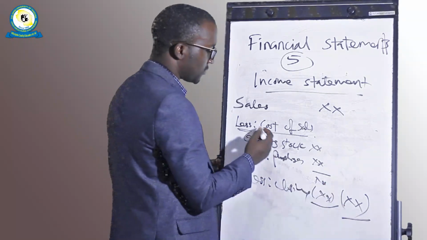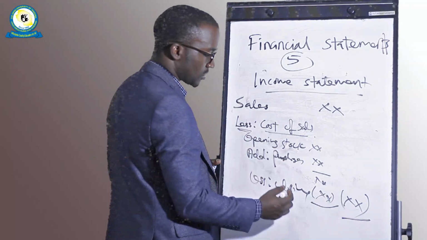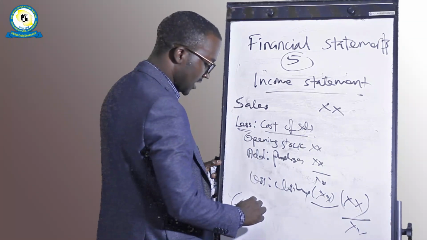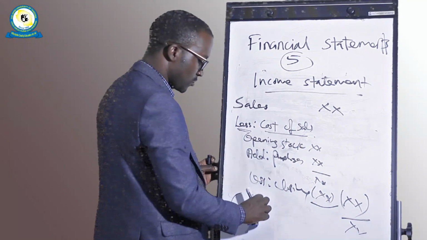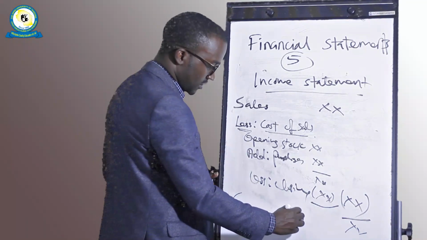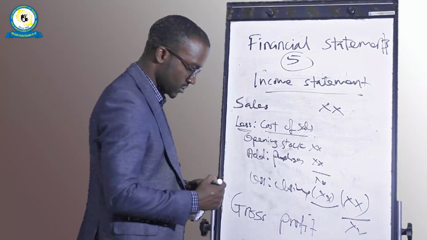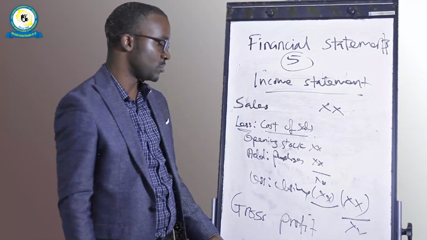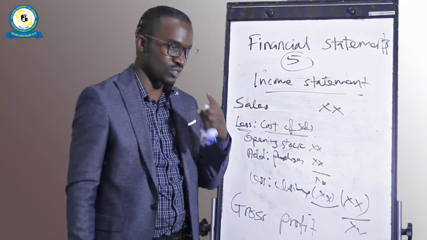So what you're going to get, if you take the sales and minus the cost of sales, is the gross profit. If that figure is positive, then this is gross profit. But if this figure is negative, then this is not going to be a gross profit, rather a gross loss. Okay.